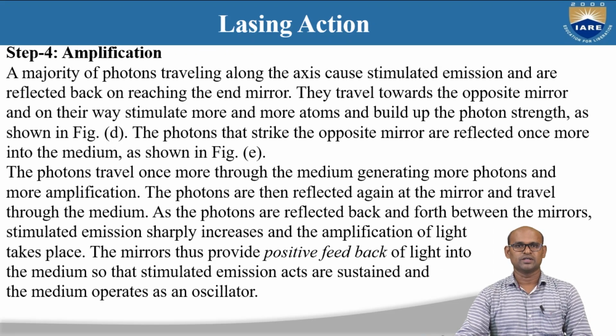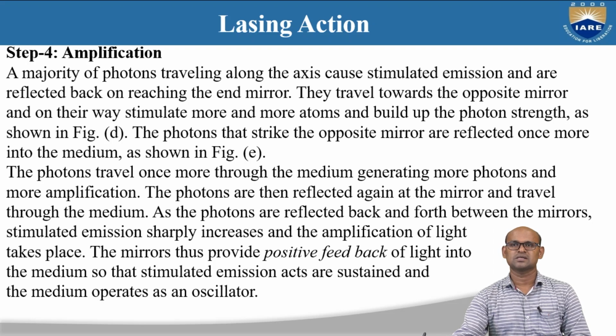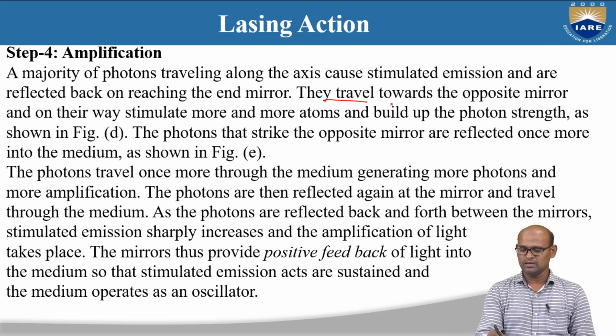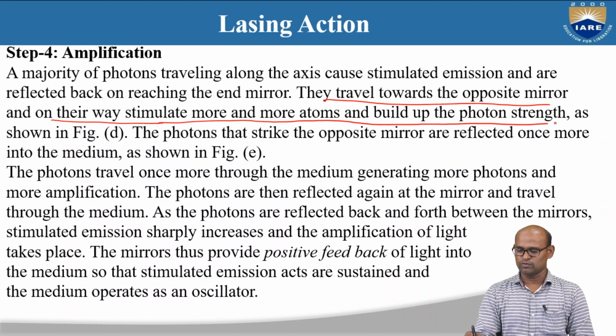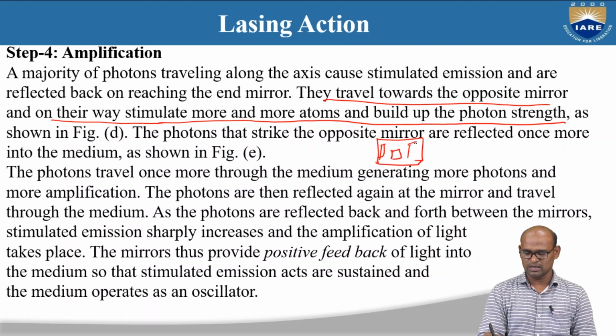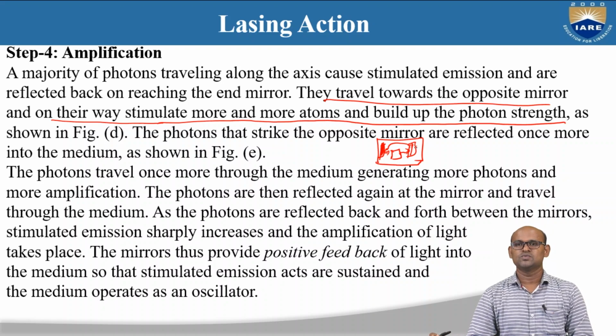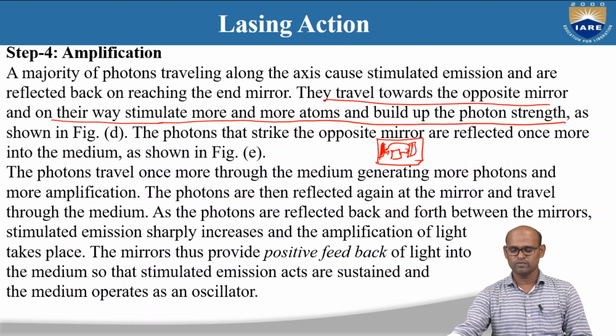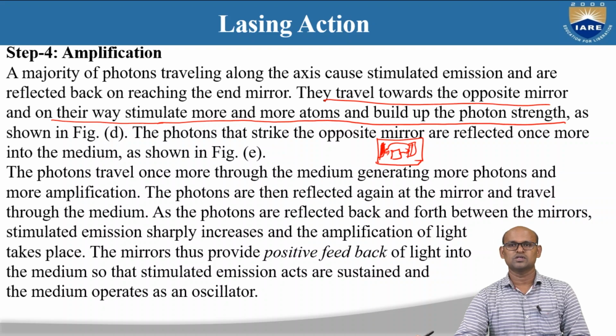Fourth step, amplification. A majority of photons traveling along the axis cause stimulated emission and are reflected back on reaching the end mirror. They travel towards the opposite mirror, and on their way they stimulate more and more atoms and build up the photon strength. So we have an active medium in between the mirrors. This is one mirror and this is the other. Whenever photons are emitted, these photons come back because of the mirrors. These photons stimulate more and more photons. There will be stimulated emission, and more coherent photons are emitted.